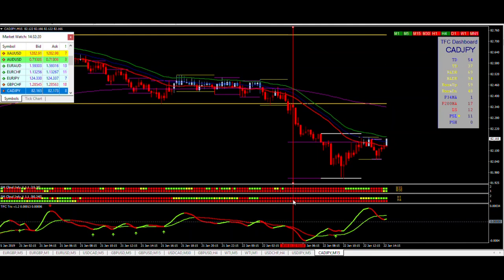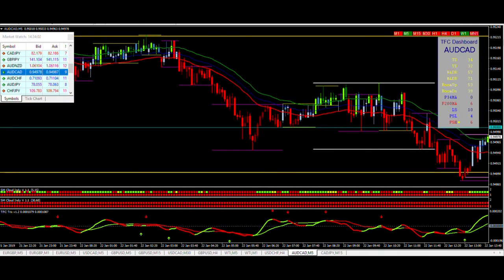all TFC clouds are red. The TFC Trixes have crossed and are below zero. Price is below the wave, candles are red, and we've broken yesterday's low. And that's a short trade. Textbook. The best you'd have got is 39 pips. Whether you stay that long, I don't know. But that is textbook trading.